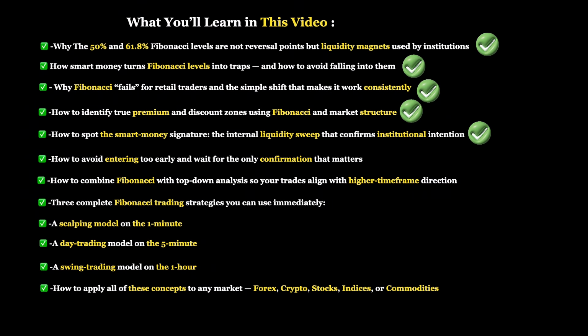how to spot the smart money signature, the internal liquidity sweep that confirms institutional intention, how to avoid entering too early and wait for the only confirmation that matters, how to combine Fibonacci with top-down analysis so your trades align with higher time-frame direction, 3 complete Fibonacci trading strategies you can use immediately: a scalping model on the 1 minute, a day trading model on the 5 minute, a swing trading model on the 1 hour, how to apply all of these concepts to any market: Forex, crypto, stocks, indices, or commodities.